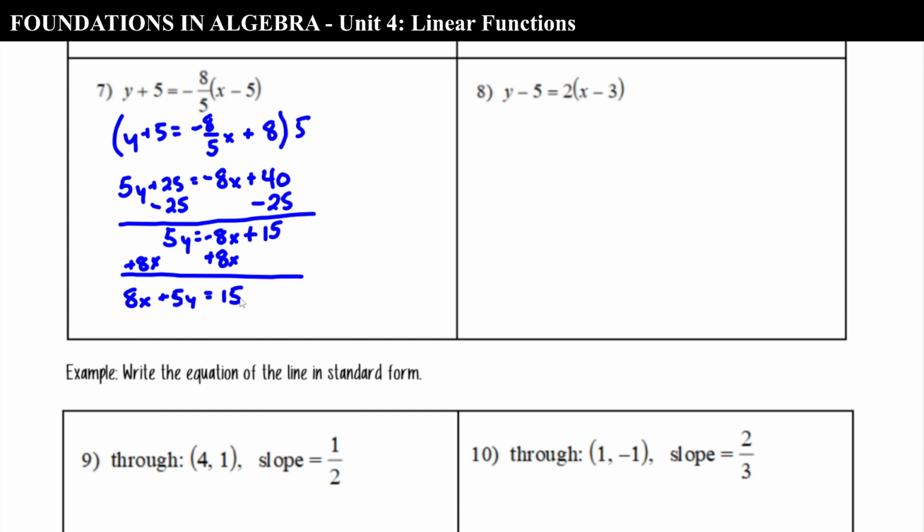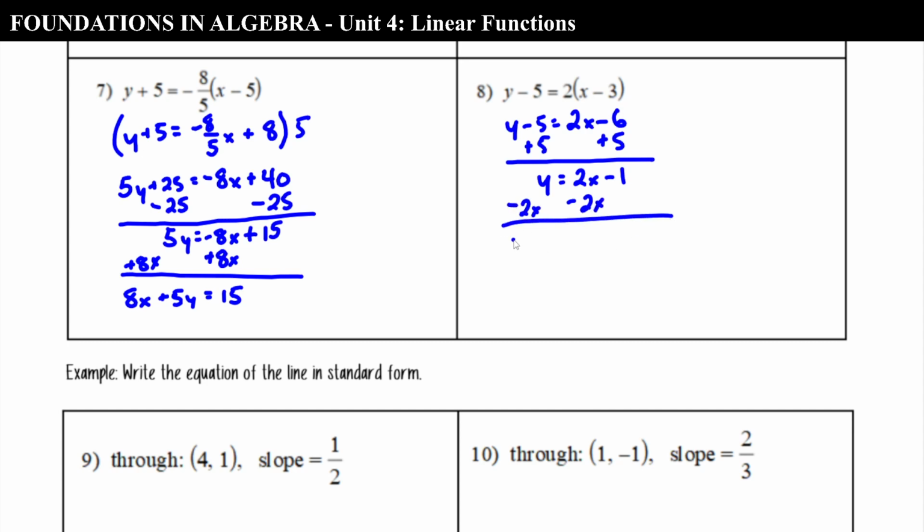And then for example 8, distribute the 2. So we got 2x minus 6. Add 5 to each side to get the y term by itself. So that's going to give us 2x minus 1. And then subtract the 2x from each side. And that gives us negative 2x plus y equals negative 1. And then we flip the sign of everything so that the first term is positive.